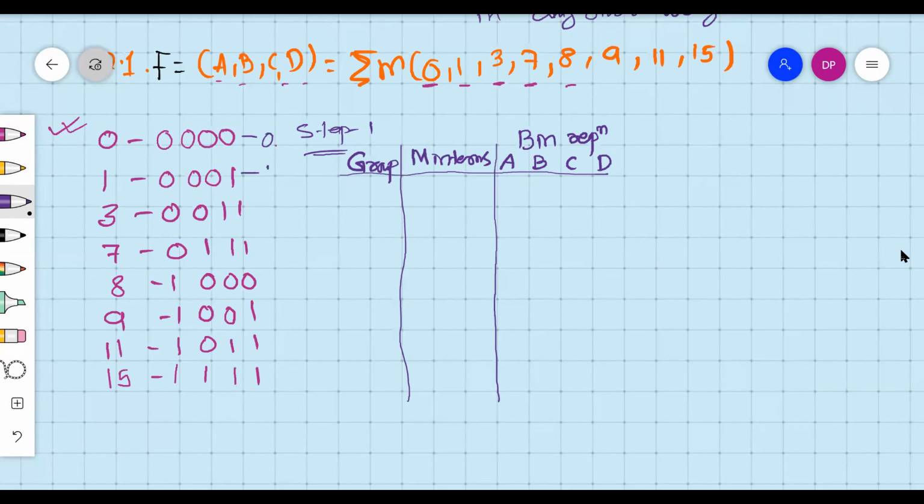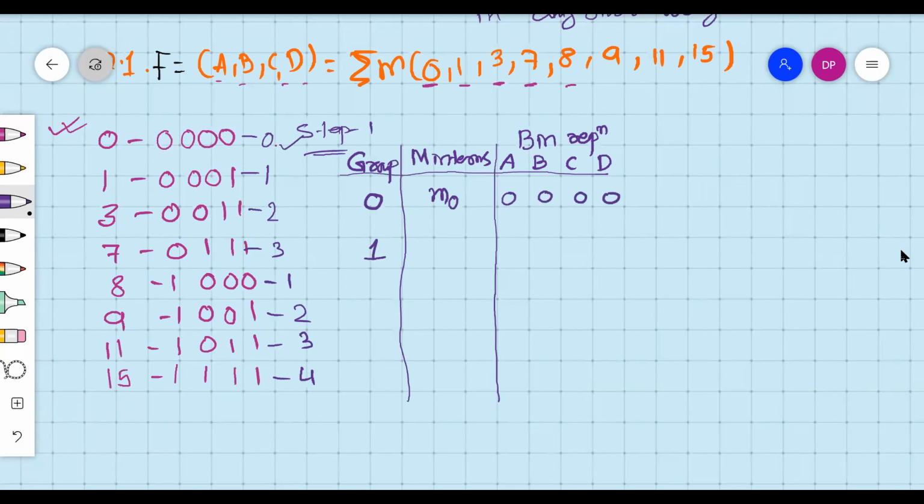This has 1 one, here 2, here 3, here 1, here 2, here 3, and here 4. So I'll make group 0. In group 0 you have only one min term, M0, and its binary equivalent is 0000.